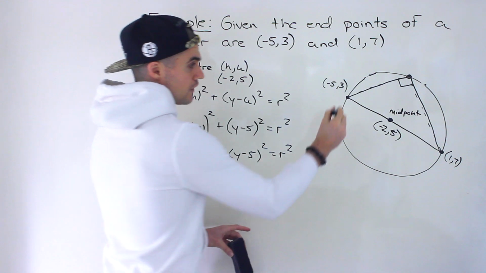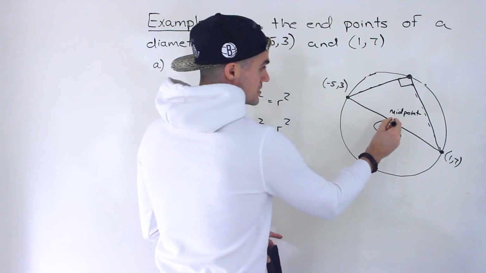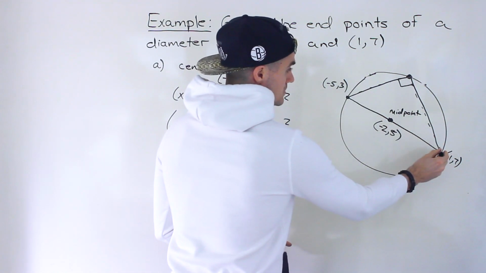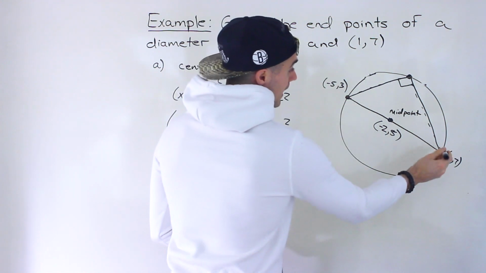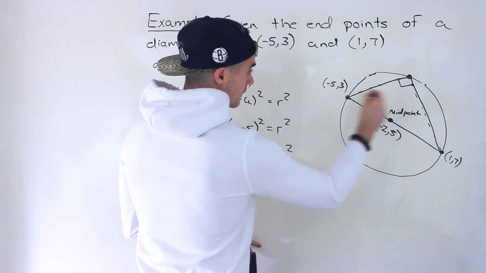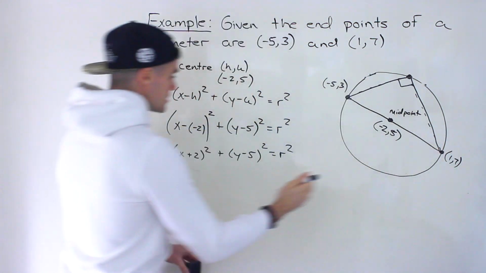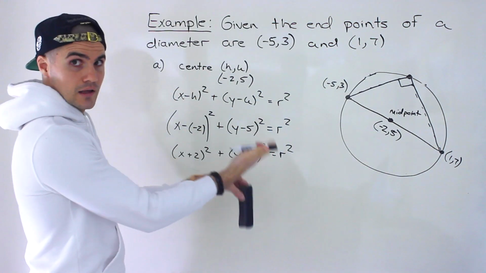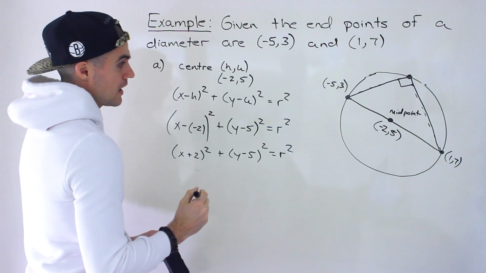Different ways you can get it. You could find the length between this point and this point, or you could find the length between this point and this point. You could also find the length of the diameter divided by 2. Another way to do it is you could take any point on the circle, so either of these 2 points, plug them in here, and then isolate for the r. So that's actually what I'm going to do.